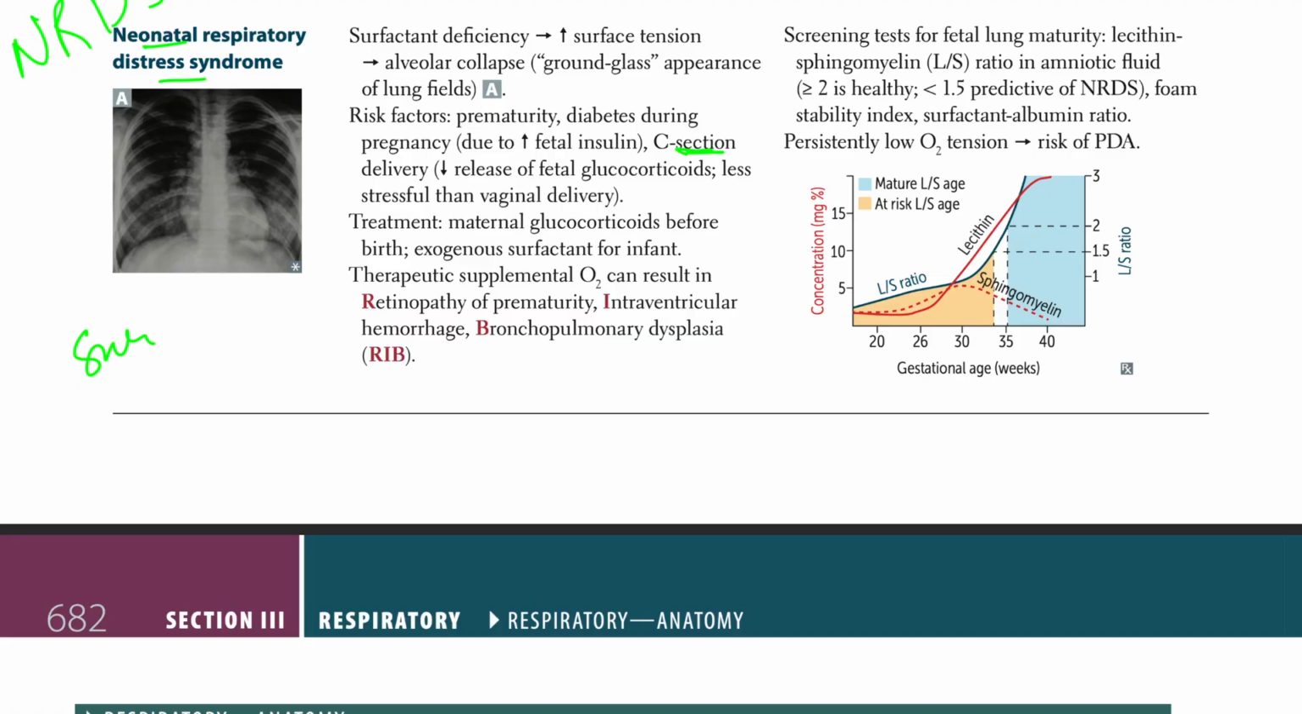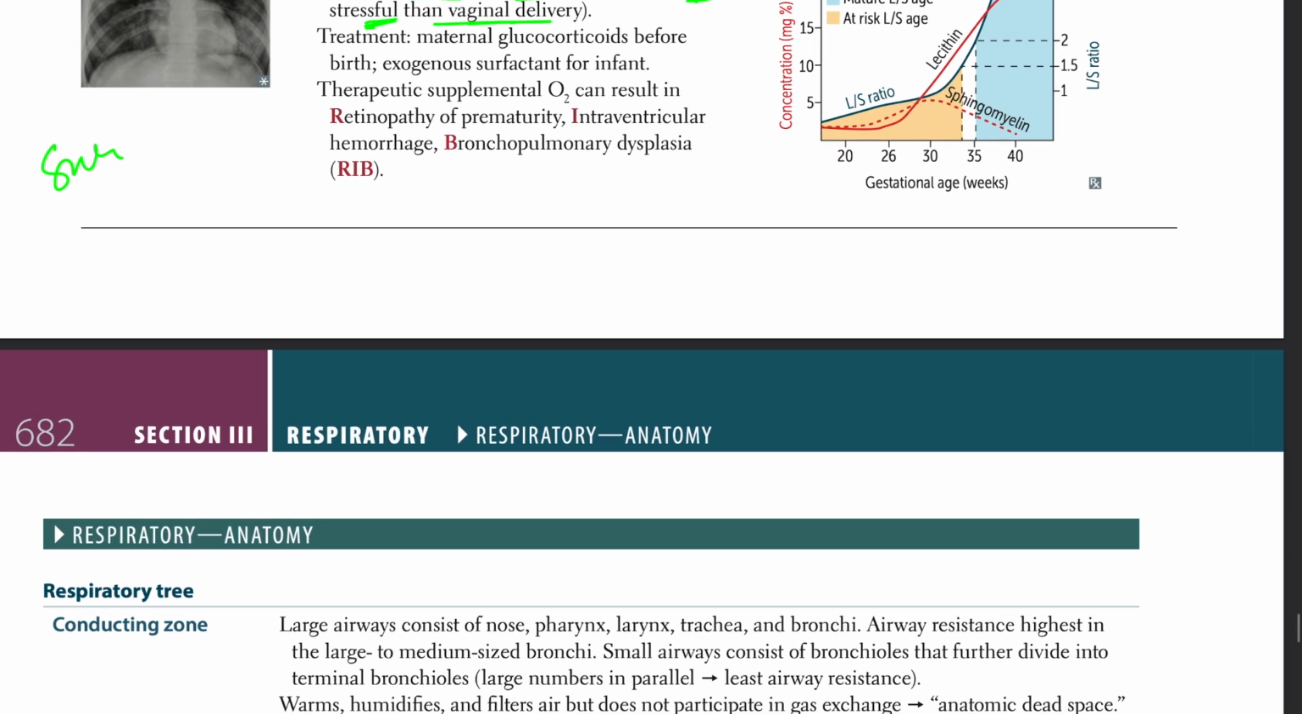C-section, again, same sort of thing. With C-section there is no stress. When there is no stress, there is no cortisol, no corticosteroids. They have written here, decreased release of fetal glucocorticoids. Why? Because it is less stressful than vaginal delivery, for sure, 100%.